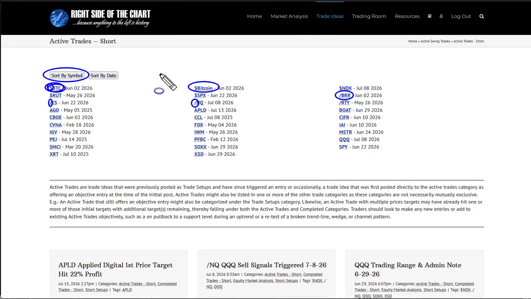So again, just want to let you know the redundancy. RUT is the Russell 2000, RTY is the Russell 2000 futures, and IWM is the ETF. It's all one and the same. Just depends on your poison. You can't trade an actual index. You either trade futures, the ETF that tracks it, or options on the index. Those are your three options there.